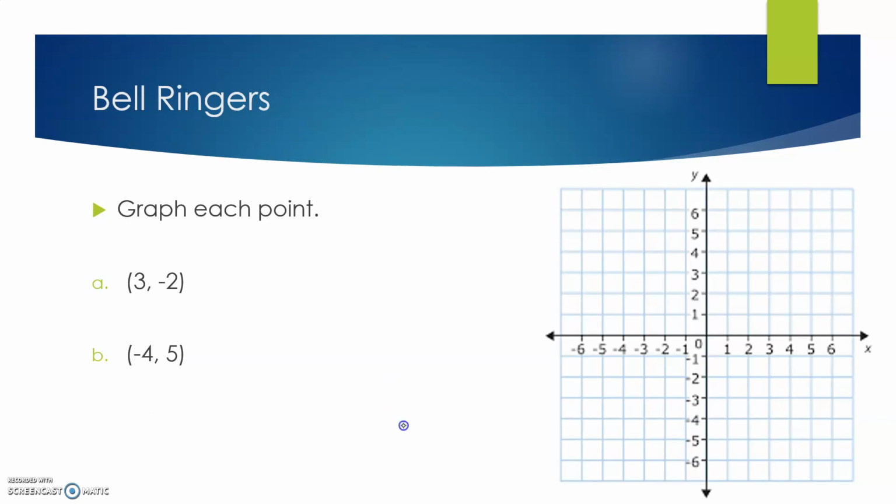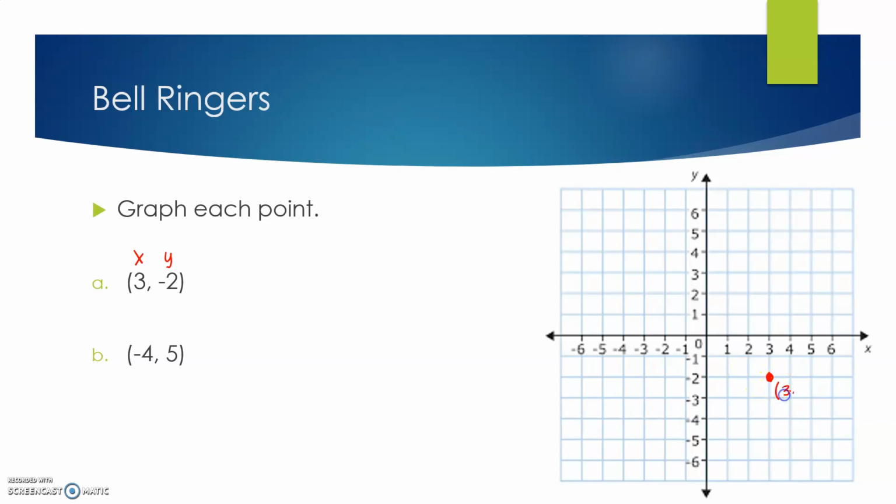Remember that when we're graphing points, it goes X and then Y. So when I'm graphing these points, for the first one I've got 3, -2. So in the X direction I'm moving +3. Well, that's to the right. And for the Y I'm moving -2, which is down. So I would put a point there. And there we go. That's my point.